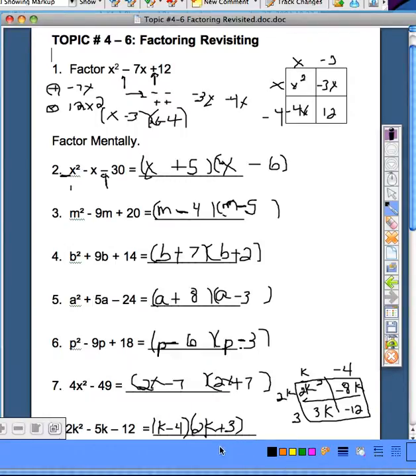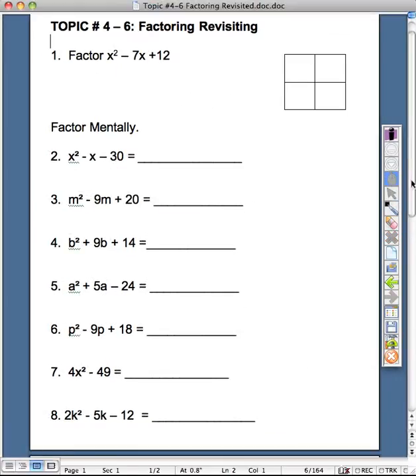And that's this part of factoring mentally. Again, look to factor mentally if you have no coefficient in front of your square term, or if you have a difference of squares. Be able to recognize that very easily. Okay, now let's move on. We're going to move on to the next page.